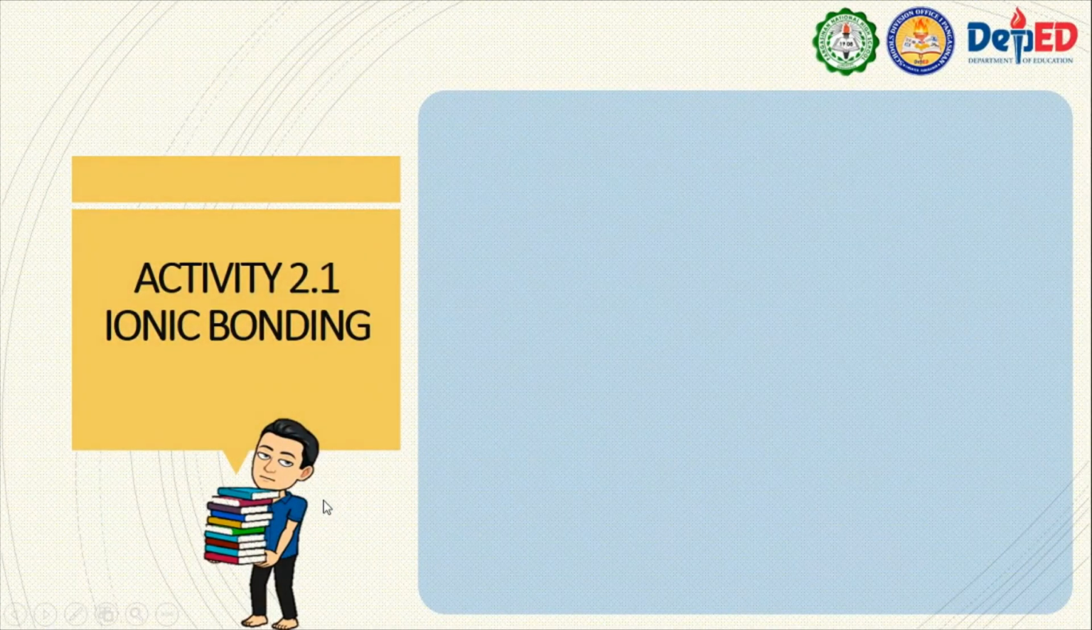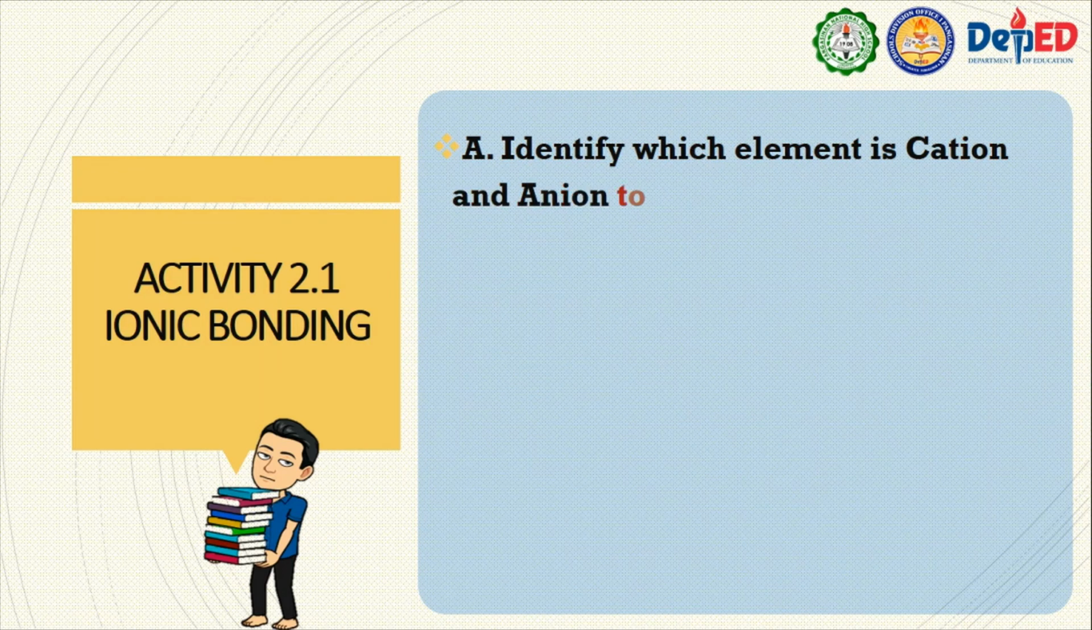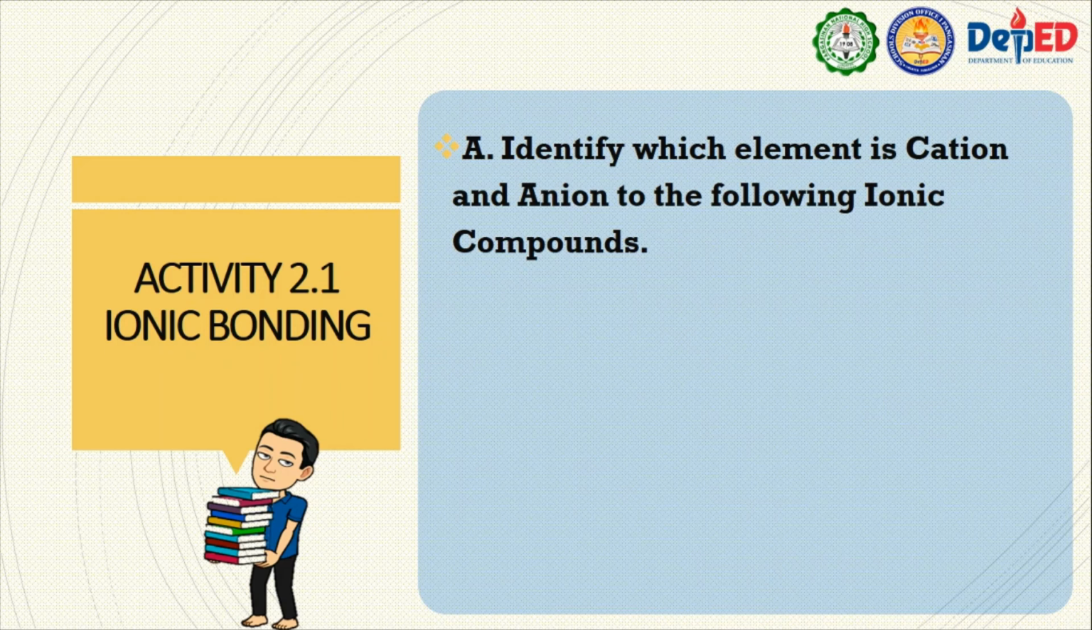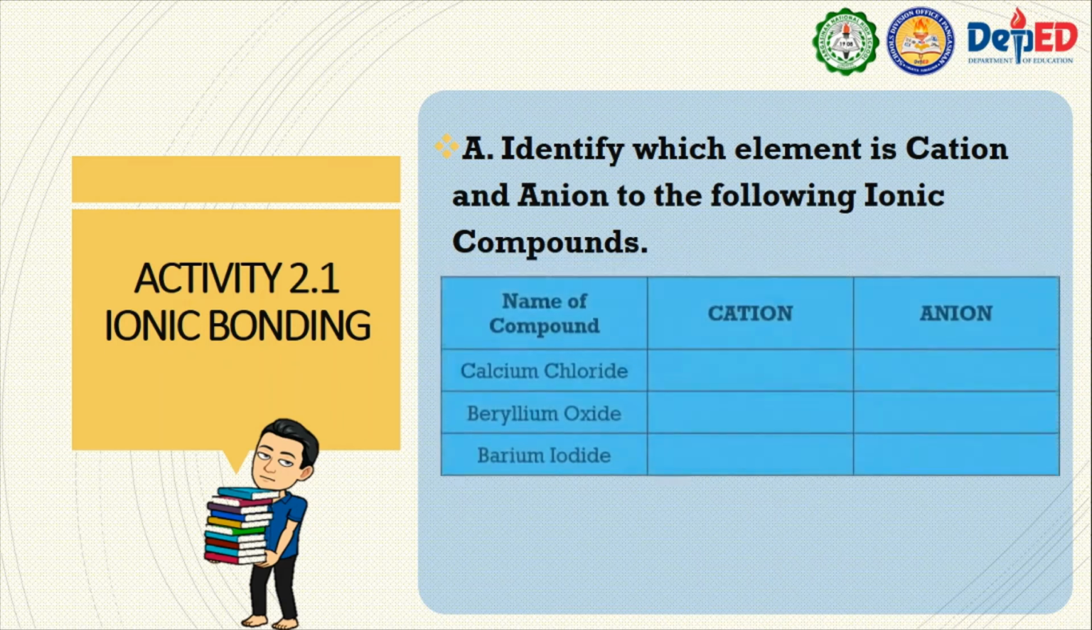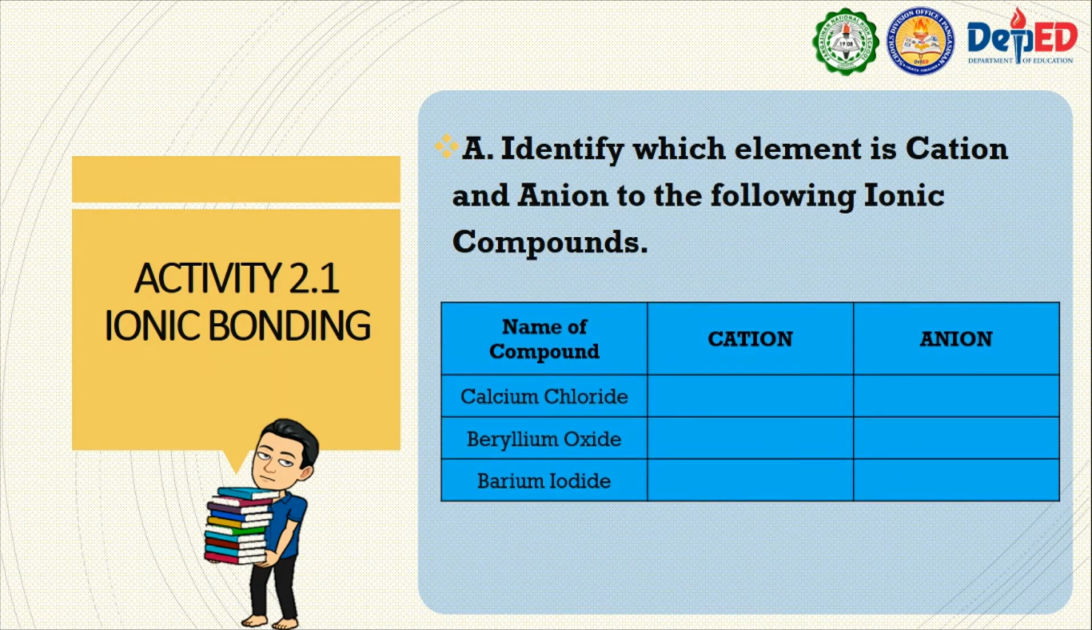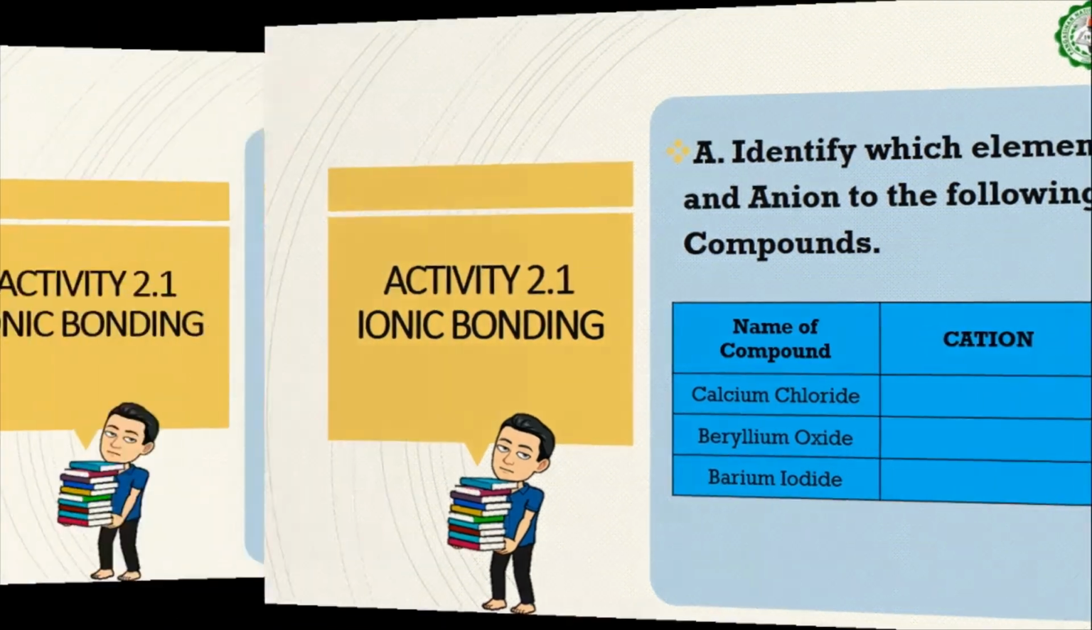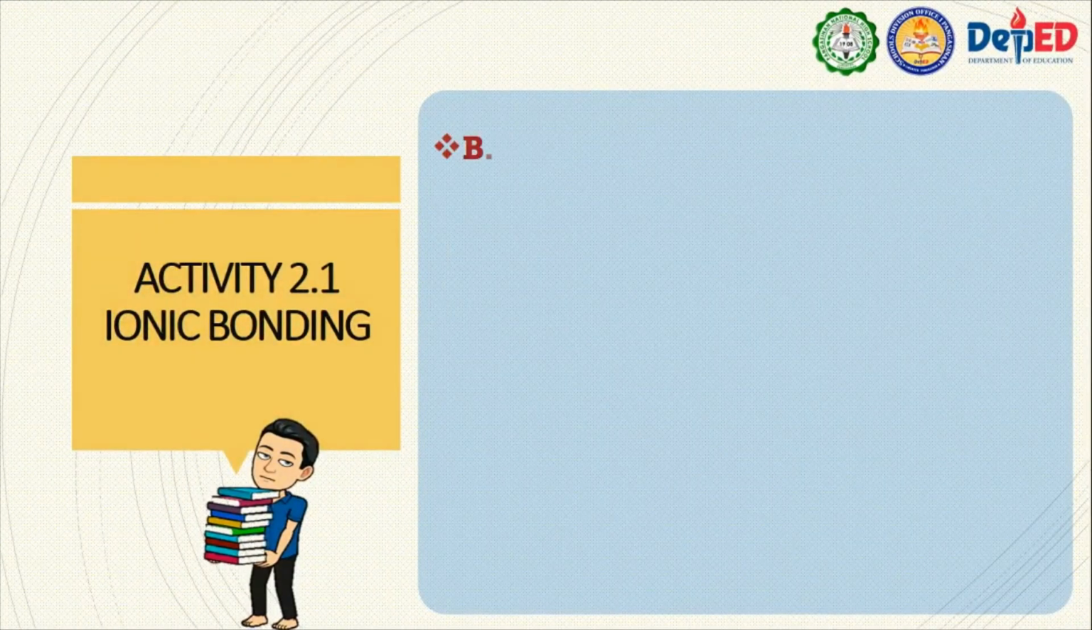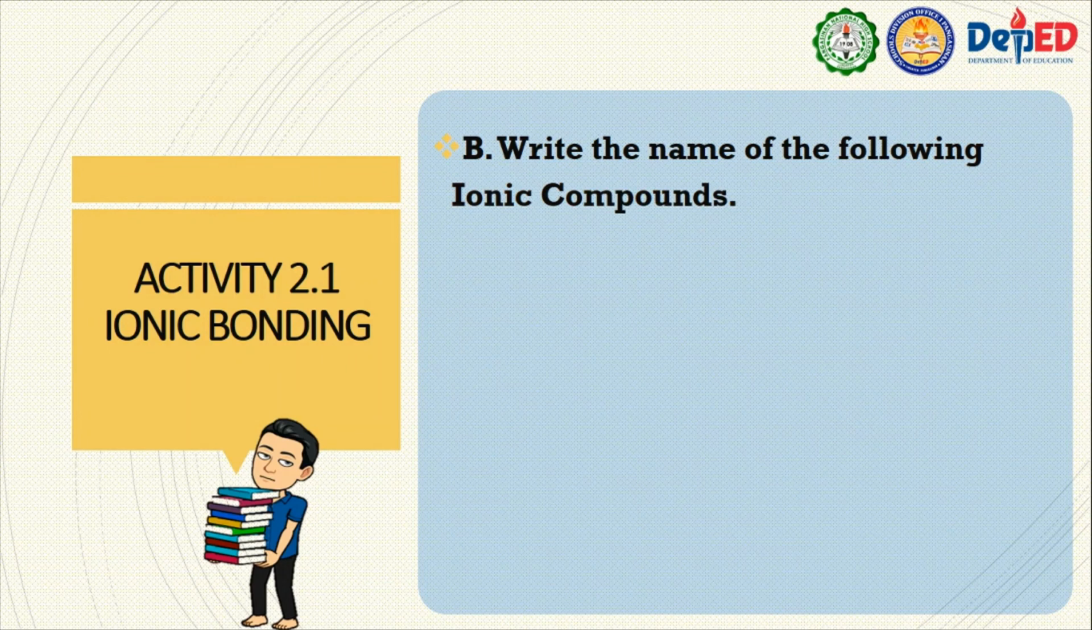Now, let's check comprehension. Do Activity 2.1 entitled Ionic Bonding. Letter A. Identify which element is cation and anion in the following ionic compounds. Letter B. Write the name of the following ionic compounds.